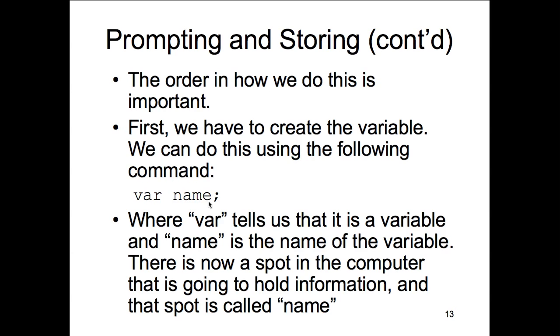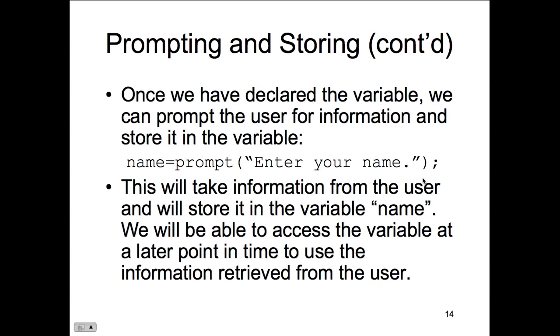Say, hey, variable name. So we use var to say we want to use this as a variable versus function, which is another option that we can do to create a function. So var tells us that the variable is going to be a variable and that name is the name of the variable. So there's now a spot on the computer that's going to hold the information, and the information is called name, which is the name of the variable. You see the semicolon at the end? That's very programming-like for people who are familiar with programming.